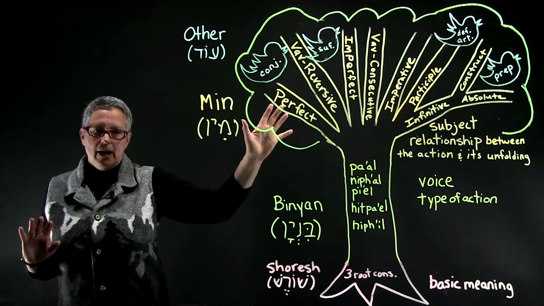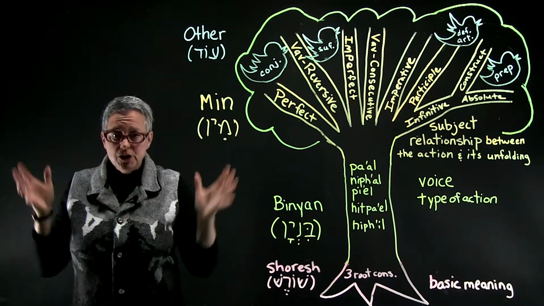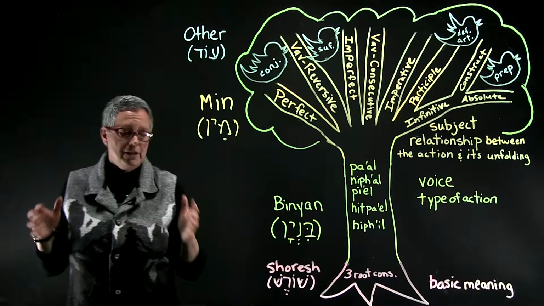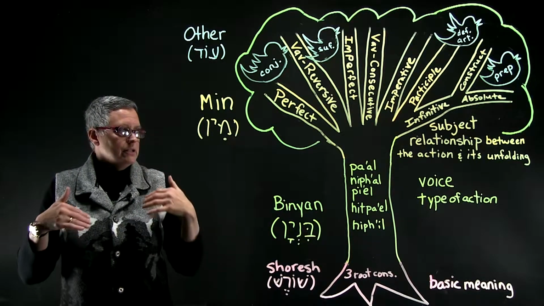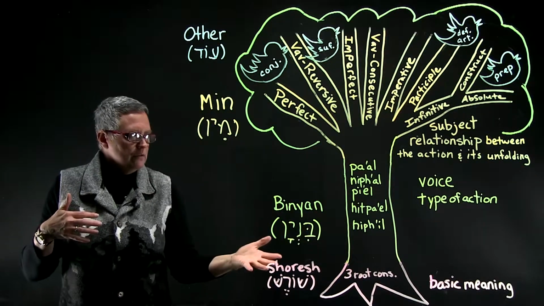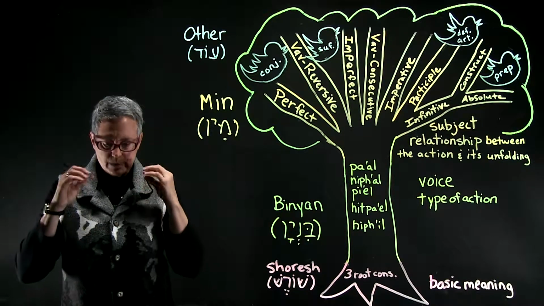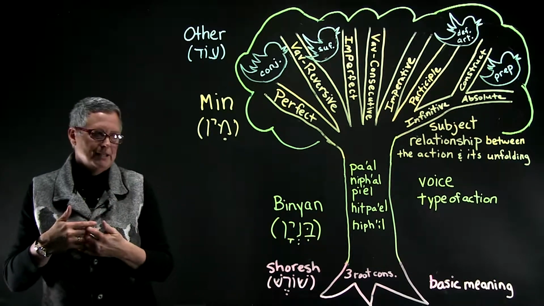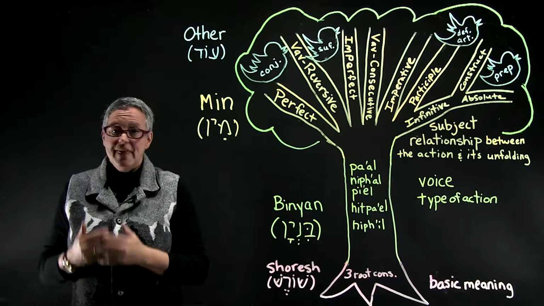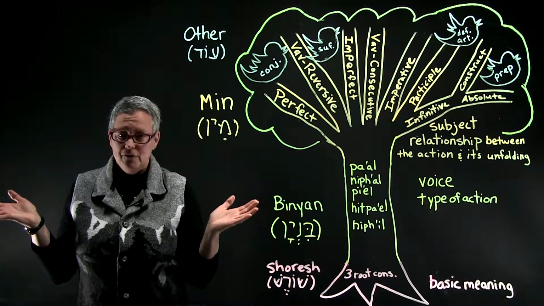You can see by looking at the tree how much information we gain from the Hebrew verb and how each of these components has specific ways of identifying it. So that is the composition of the Hebrew verb.